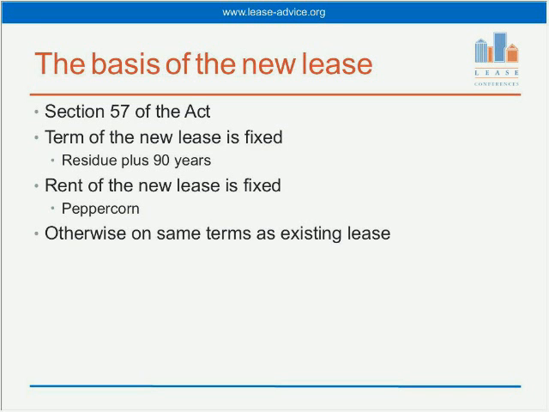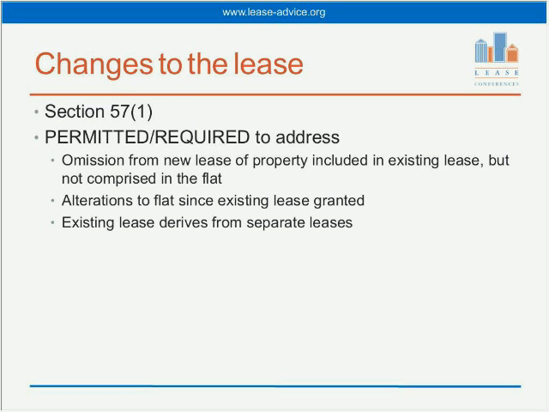There's little scope for departure from the existing terms of the current lease, unless one can argue for it, and that's provided for in other parts of section 57. First, there can be a change to the lease under section 57(1), where those changes are needed, permitted or required to address the omission from the new lease of property included in the existing lease but not comprised in the flat. Also, where there have been alterations to the flat since the existing lease was granted.